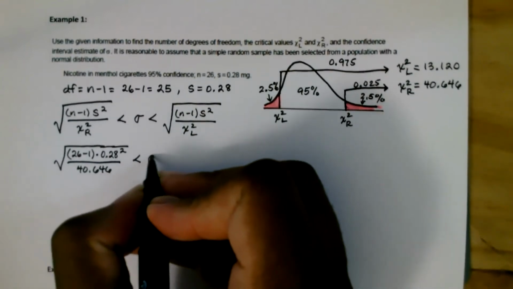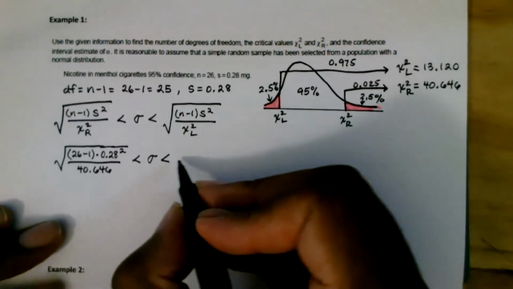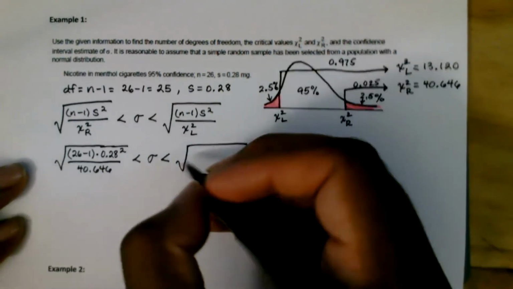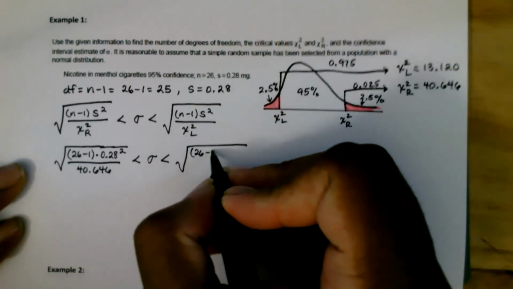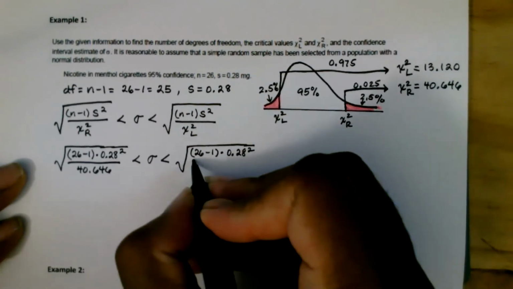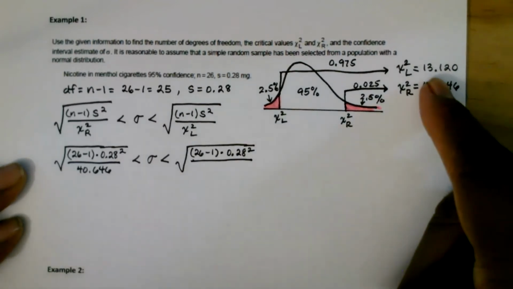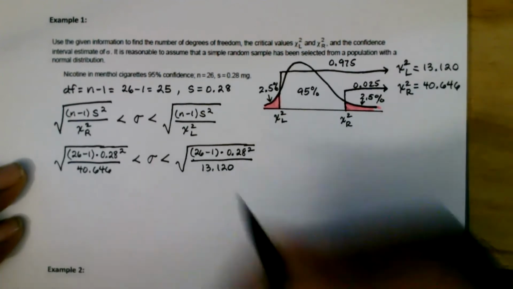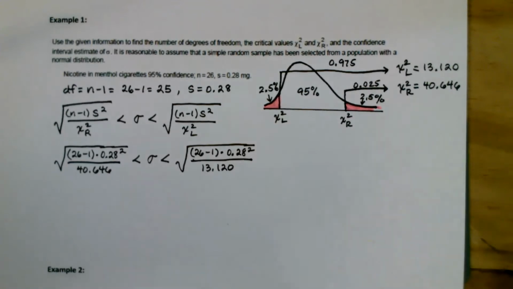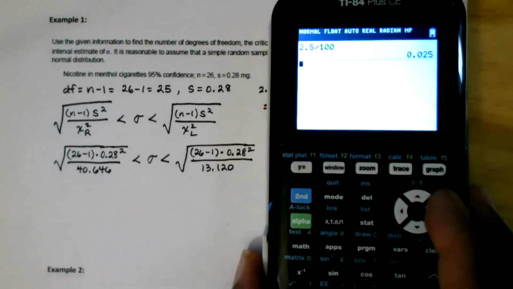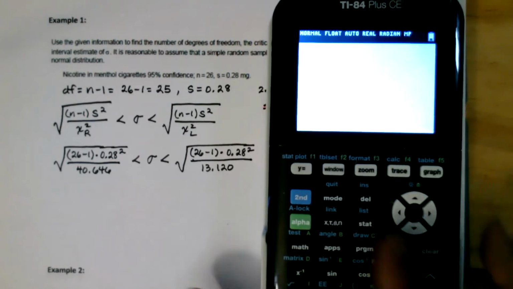And then less than sigma and less than the square root of, well, the n minus 1 times s squared, the numerator, that's going to remain the same. 26 minus 1 times 0.28, and that's squared, all divided by the chi-square value on the left. That'd be 13.120. And now we're going to use our calculator to simplify this, okay?